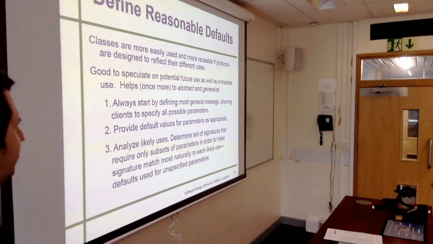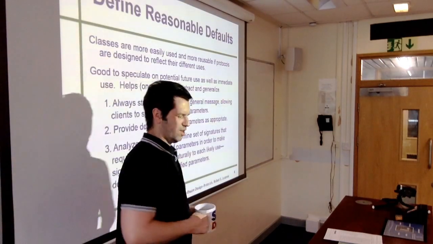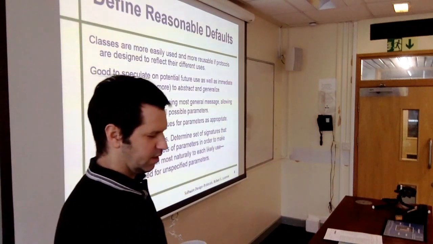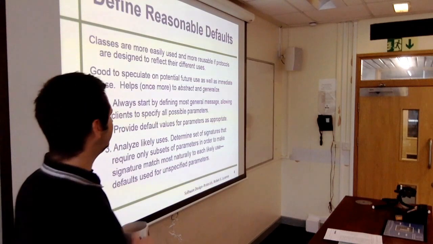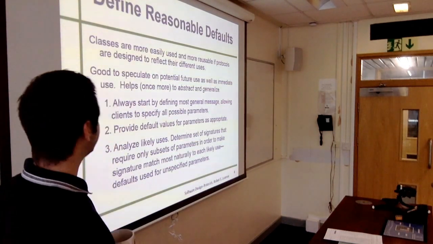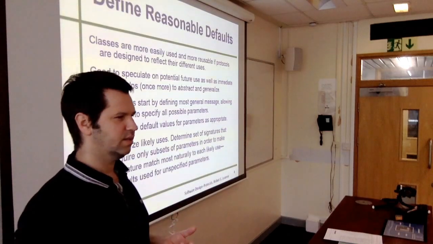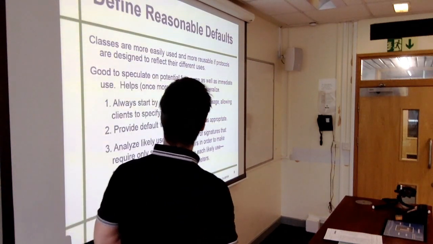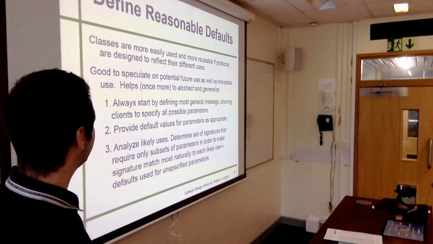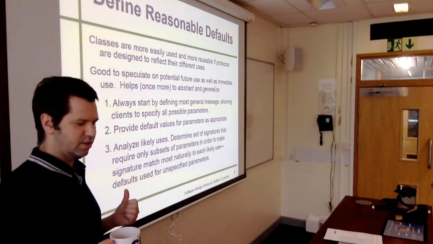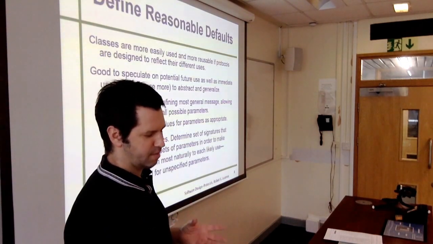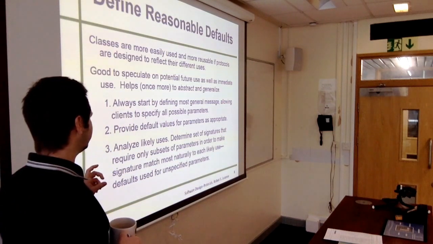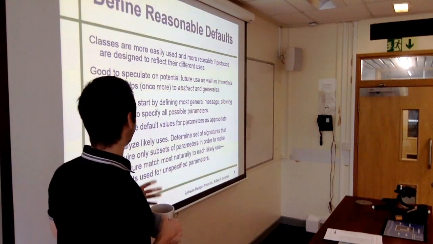Here's something that a lot of people never think about, or they try not to think about it. And that's choosing default values. Classes are more easily used and more reusable if the protocols are designed to reflect their different uses. It's good to speculate on future use as well as the immediate uses, and it helps us to abstract and generalize. So we always start by defining the most general, most generic message or protocol. And then we have different variants that allow clients to specify all the different input parameters.